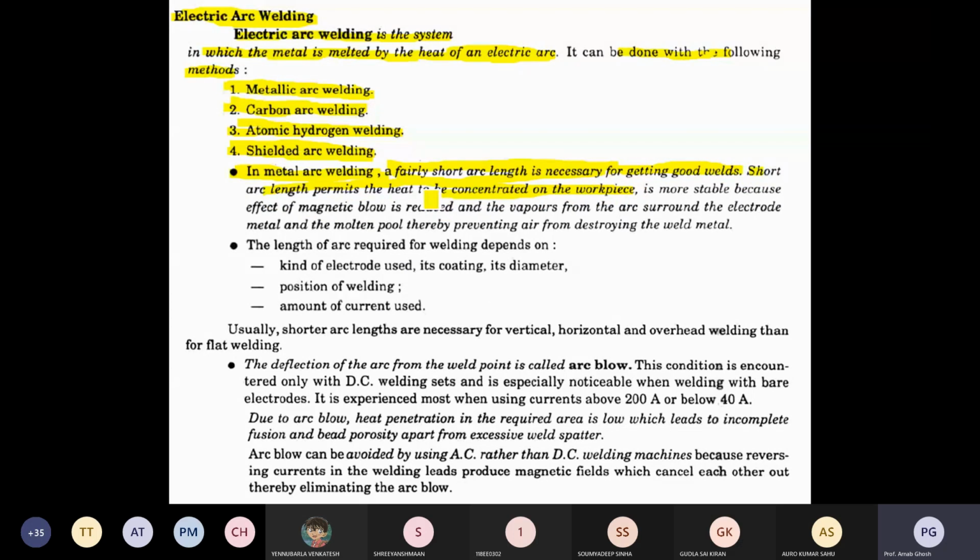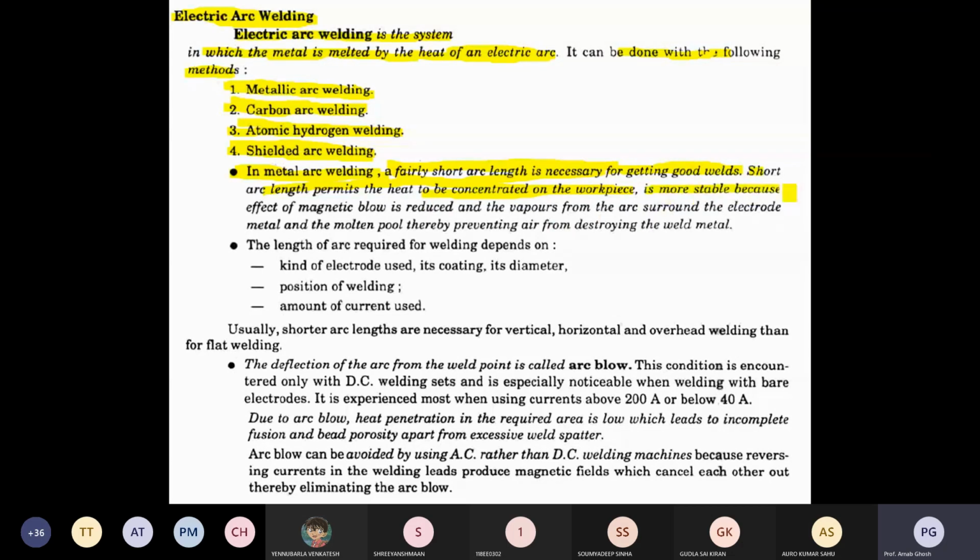How will it be processed? Basically, your electrode is at a high voltage potential. There is a potential difference between your electrode and the workspace. Due to the high potential difference, an arc will be developed. Due to the arc, heat will be developed. Due to the heat, the metal will melt down, and current will be passing through that medium.